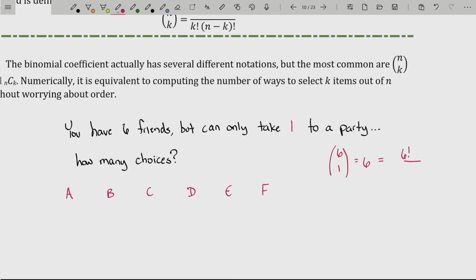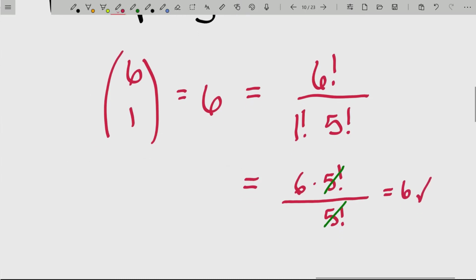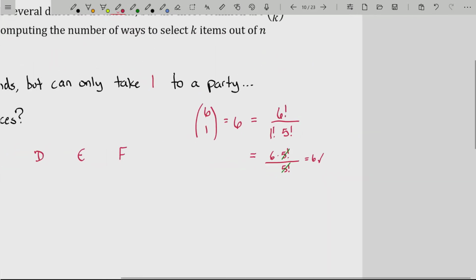Is that 6 factorial over 1 factorial times 6 minus 1, which is 5 factorial? Well, let's see. 6 factorial is the same thing as 6 times 5 factorial. It's 6 times 5 factorial, over 1 factorial, which is just 1, times 5 factorial. And notice the 5 factorials cancel, and this does become 6. So it checks out. Okay, that's kind of cool. Great way to think about this.